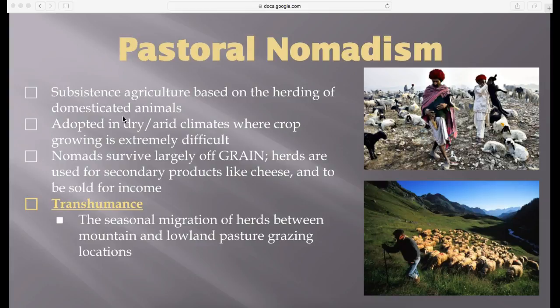For the most part, they do not use these animals for meat. They live largely off of grain, the nomads here do. What they use the herds for are secondary products that the animals may produce, like cheese, or they can be later sold for income for other people.